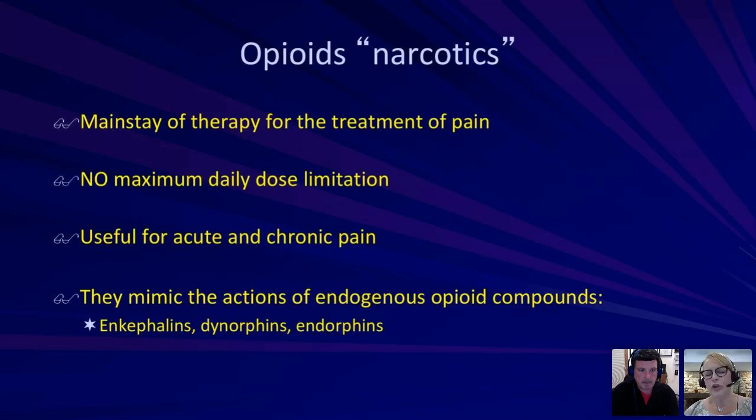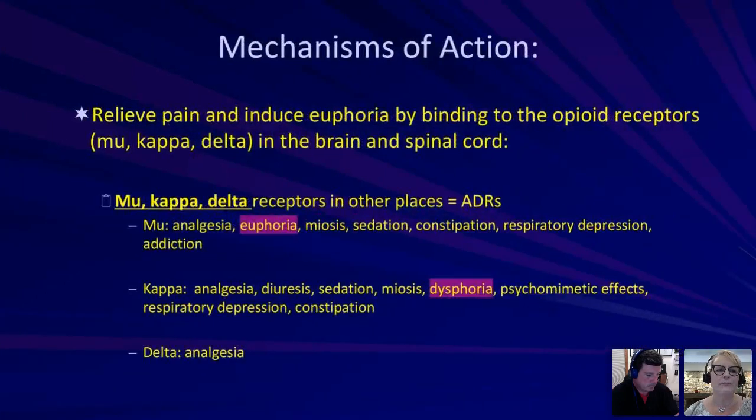These are useful for both acute and chronic pain. And as Greg mentioned, these are plugging into receptors that are also being used by our endogenous opioid substances. So our own opioid chemicals that plug into these receptors when we experience pain are our endorphins, dynorphins, and enkephalins. So when they're not enough, we have our opioid drugs that plug into these receptors. So pharmacologically and mechanistically, our opioids relieve pain and induce euphoria in most patients by binding to these opioid receptors in the brain and spinal cord.